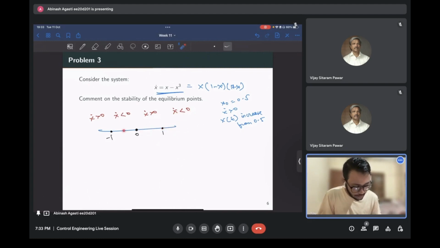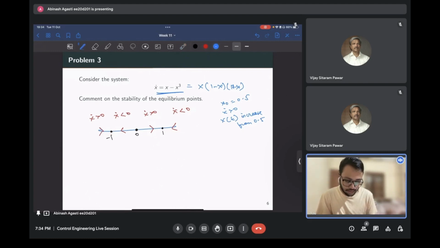And look at this part. Let's just mark these things. In this part, x dot is less than 0, so again x will decrease here. It will go to this equilibrium point away from 0. Again, here it is this way. And at this point, x dot is positive, so the value will increase. It will go rightwards and come to this point.